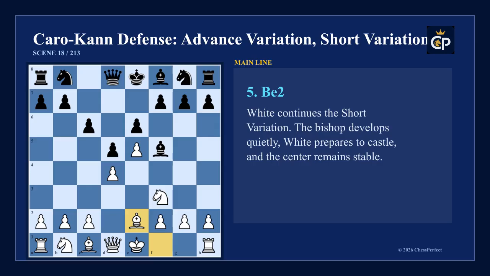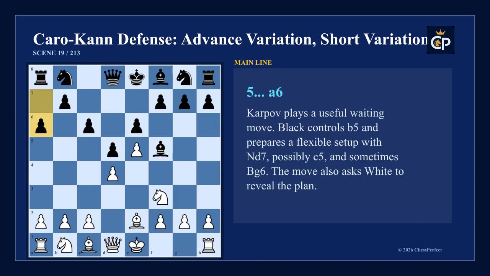Bishop e2. White continues the short variation. The bishop develops quietly, White prepares to castle, and the center remains stable. a6. Karpov plays a useful waiting move. Black controls b5 and prepares a flexible setup with knight d7, possibly c5 and sometimes bishop g6. The move also asks White to reveal the plan.